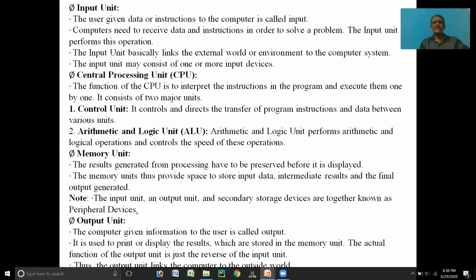Next, the CPU contains 3 units. The first unit is called the control unit, in short CU. The control unit is used to control and direct the transfer of program instructions and data between various units of the computer. It means the control unit is responsible for transferring the program instructions and data between the various units of a computer.